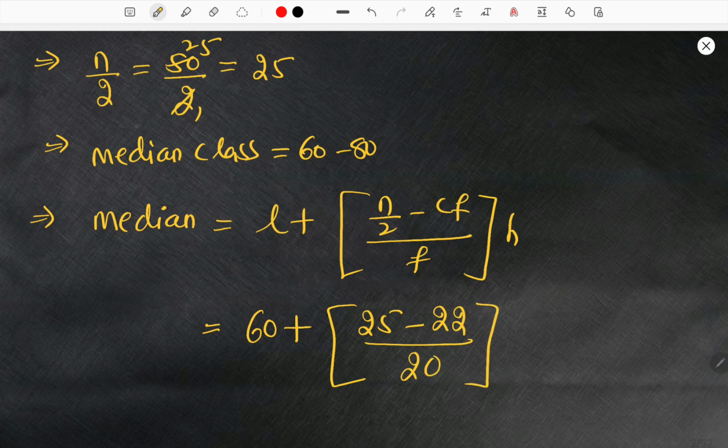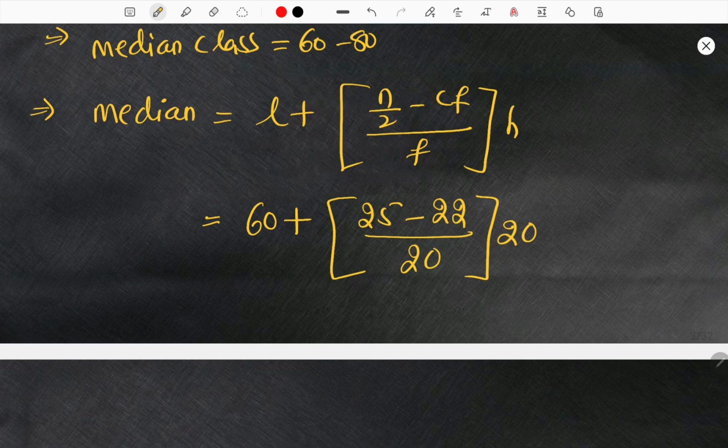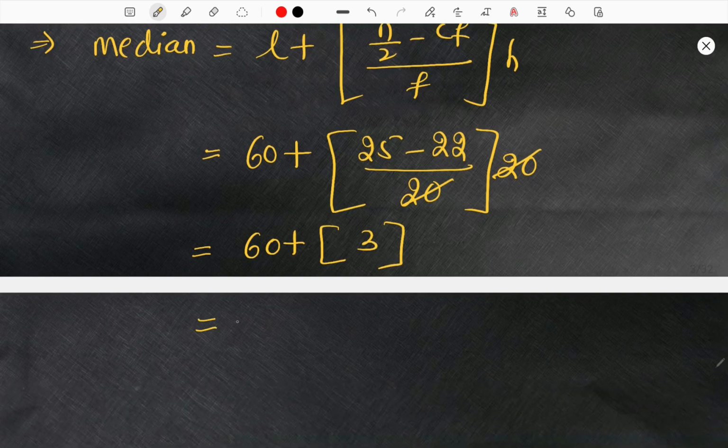Then into H means the height of the class. What is the height of this class? 60 to 80 means it becomes 20. So here you just do the calculation: 60 plus, in bracket, 25 minus 22 is 3. Then the 20s get cancelled, only 3 remains. So 60 plus 3 is 63. That's why the median is going to be 63.